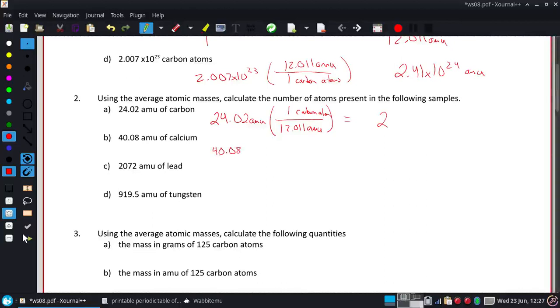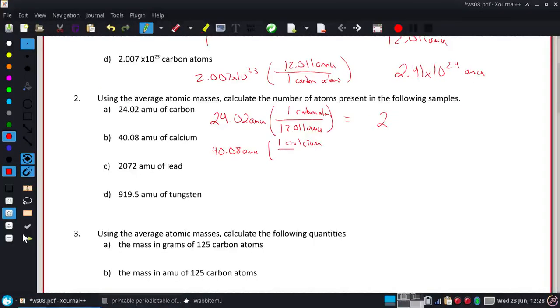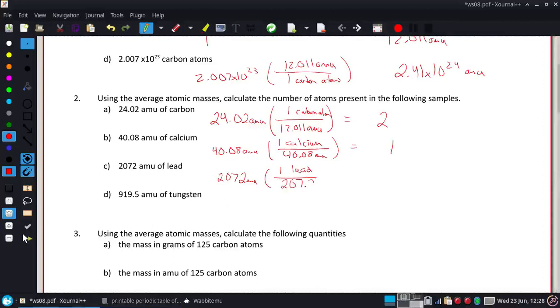Okay, the 40.08 for calcium, we're just going to need to get the molecular weight of calcium, and 40.08. So that's 1 atom. Now this would be more. 2,072 AMUs of lead, and 1 lead atom is 207.2. Oh, that's nice. So it is more, but it's exactly 10 more. You're just moving the decimal.